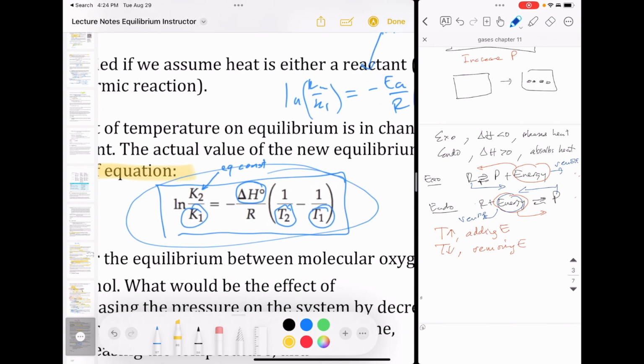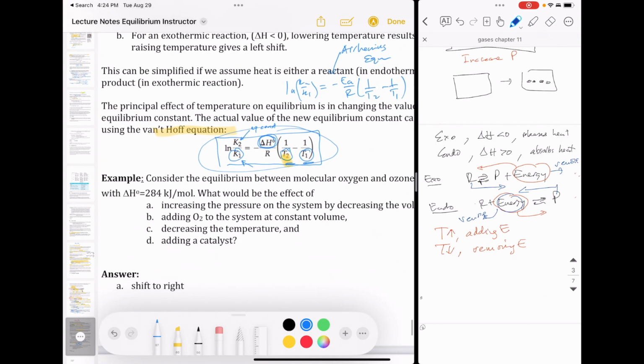I'm just going to show you this equation and explain that we could use it to calculate the specific value of the equilibrium constant when you change temperature. So if I were given temperature 2 and temperature 1, and I'm given the delta H and one of the K's, I can calculate the other equilibrium constant. Right? It's the same way as you use the Arrhenius equation to make your calculation.